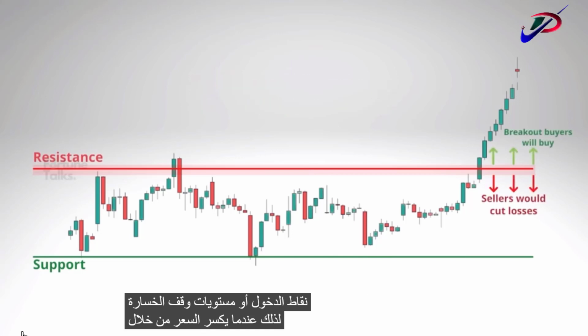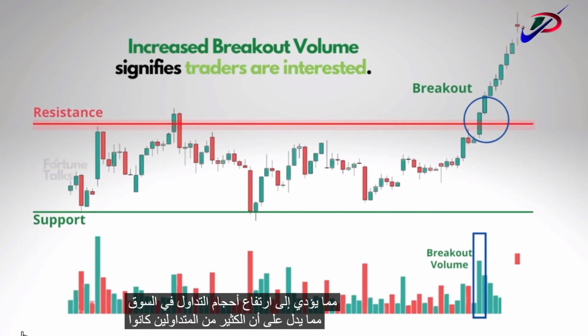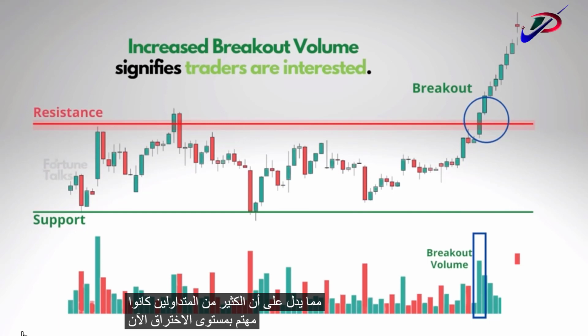So when the price breaks through the support or resistance level, the traders waiting for the breakout would jump in, and those who did not want the price to break out will exit their positions to avoid larger losses. This is very much clear. Now this flurry of activity will cause the volumes in the market to rise, which shows a lot of traders were interested in the breakout level. Now the higher than average volume helps to confirm that it was a breakout.